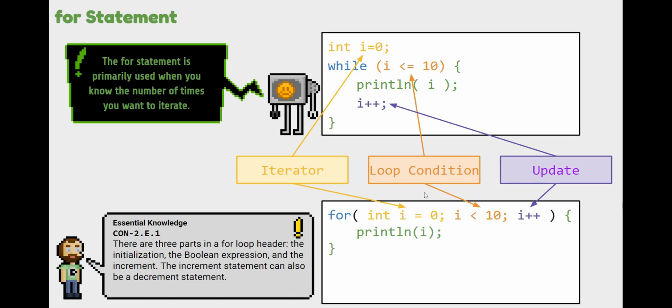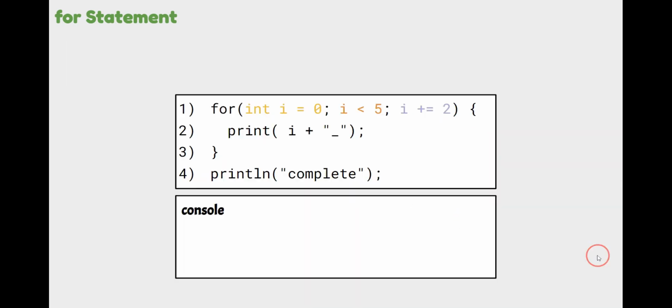So the for statement is primarily used when you know the number of times you want to iterate. It has all three of those parts built into it. This aligns with our essential knowledge. There are three parts in a for loop header: the initialization, the Boolean expression, and the increment. The increment statement can also be a decrement statement. All that means is that we are moving towards this Boolean expression evaluating to false.